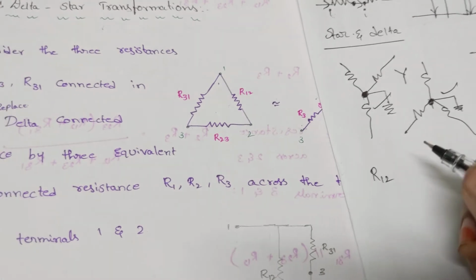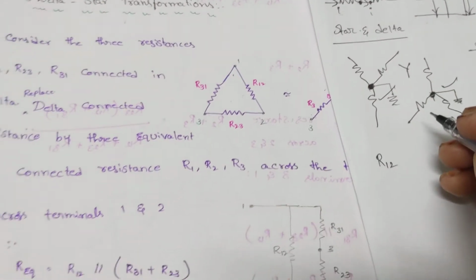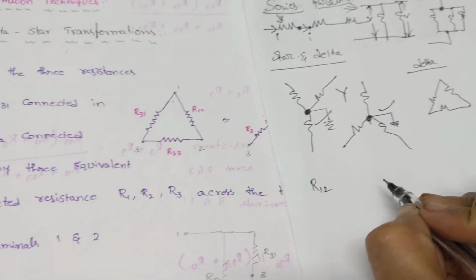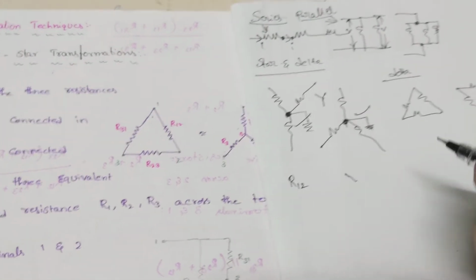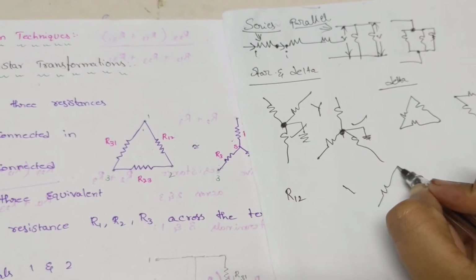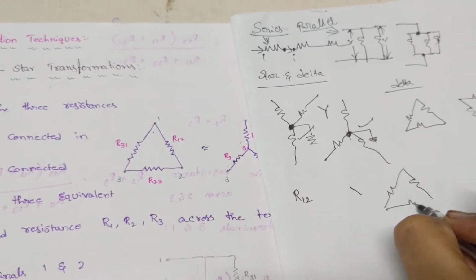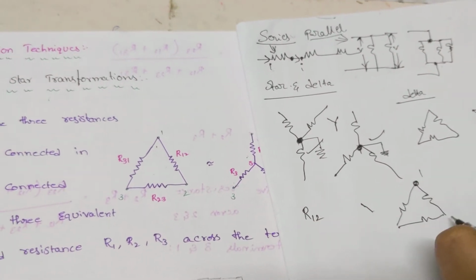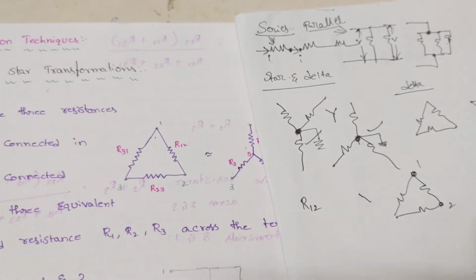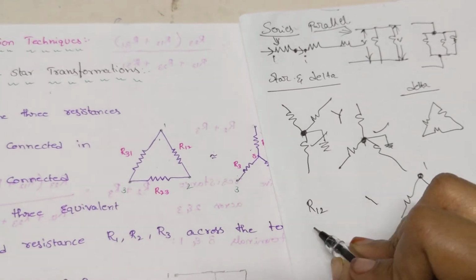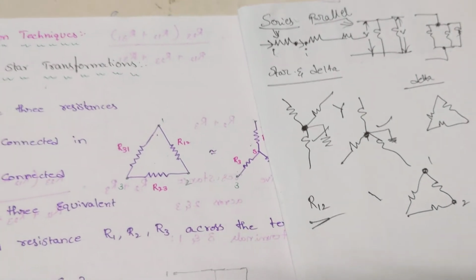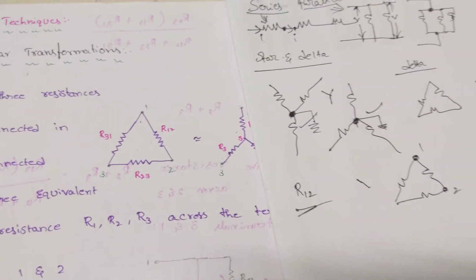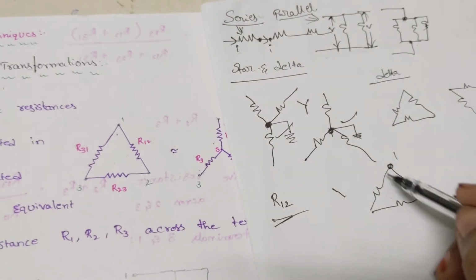Between R1 and R2, I just want to see the equivalent resistance. For this delta connection, I am only concentrating on node 1 and node 2. But what about the rest of the elements?